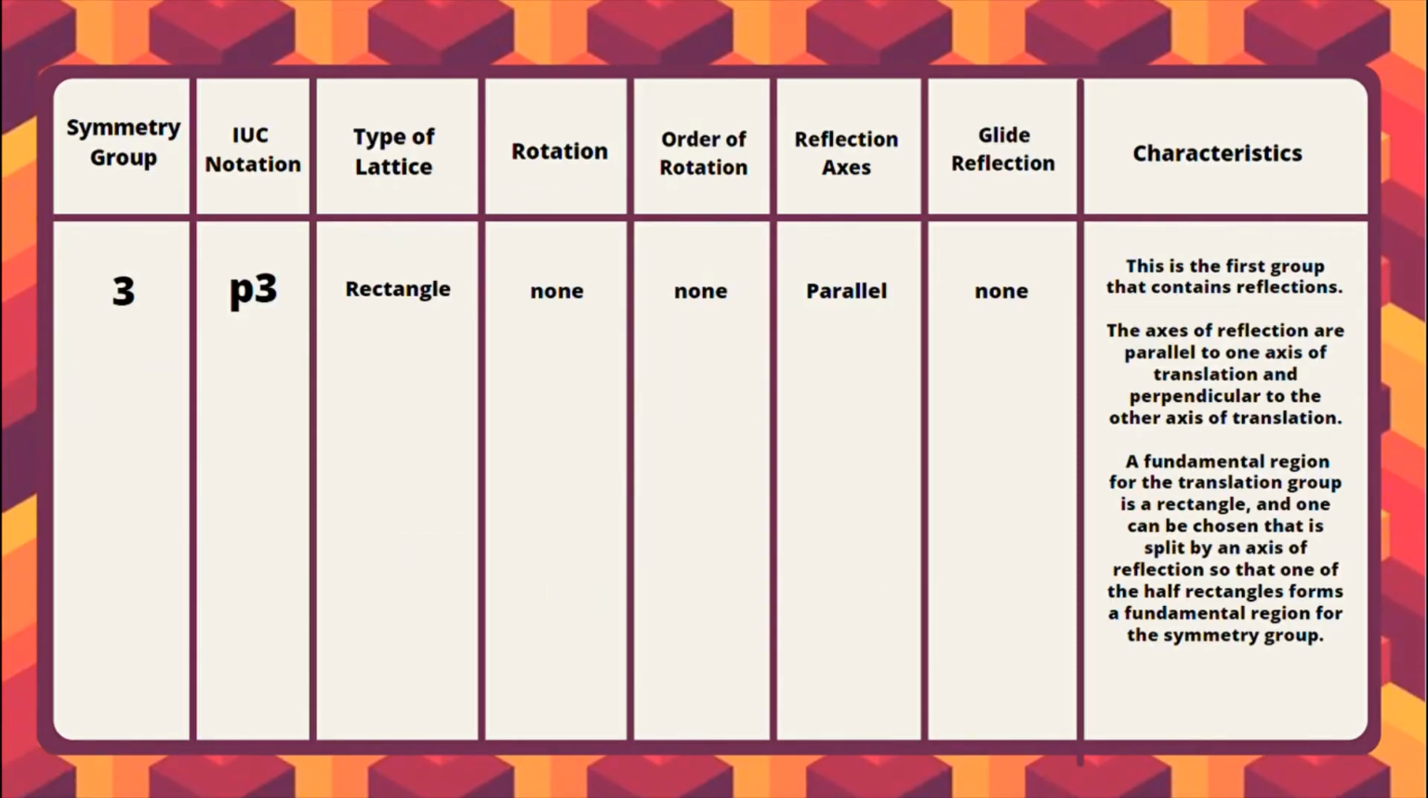Now for the third one, we have a symmetry group of 3. We have the IUC notation of P3, the naming system used. We have a rectangular type of lattice. We have no rotations and order of rotations, but we have a reflection axis, which is a parallel one. Hence, we can denote that this is the first group that contains reflections, but does not contain glide reflections. The fundamental region here is the rectangular lattice type.